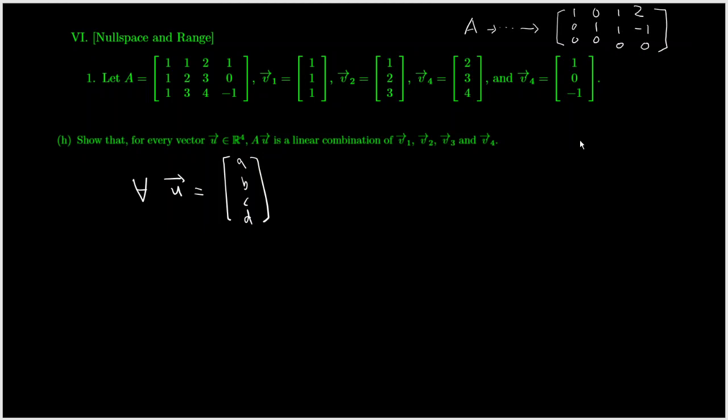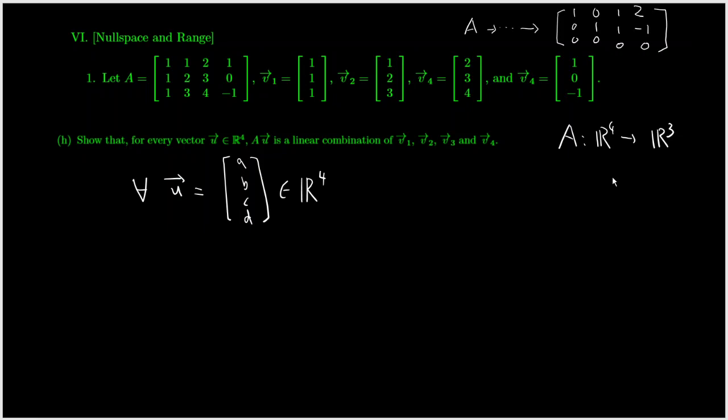Okay, for each vector u in R4, you imagine that's a vector in the domain. So do not lose track. A determines a linear map from R4 to R3. Everything is relevant to that A. Now we choose each vector u in that R4.